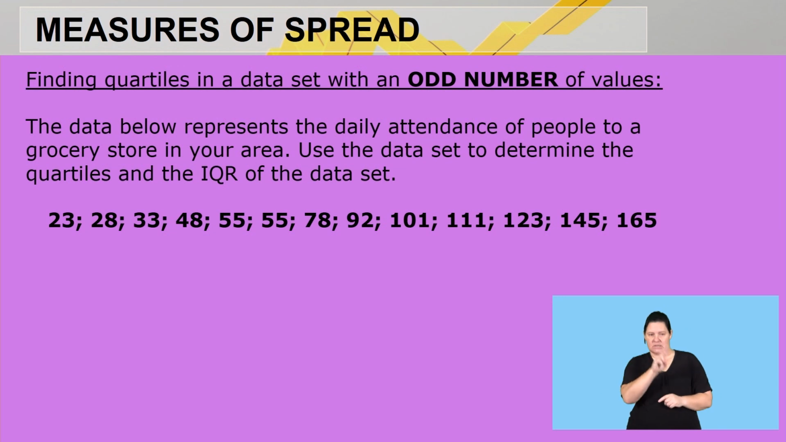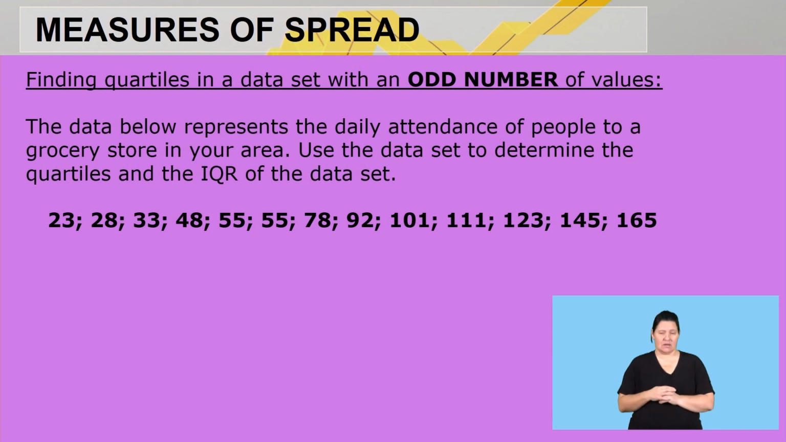Looking at it, you'll see it starts with 23, 28, 33, 48, 55, 55, 78, 92, 101, 111, 123, 145, 165, already from small to big. Now, how will we determine our quartiles? I want you to work with me. If I count 1, 2, 3, 4, 5, 6, 7, 8, 9, 10, 11, 12, 13, there are 13 numbers here. Hence, it's an odd number of values.